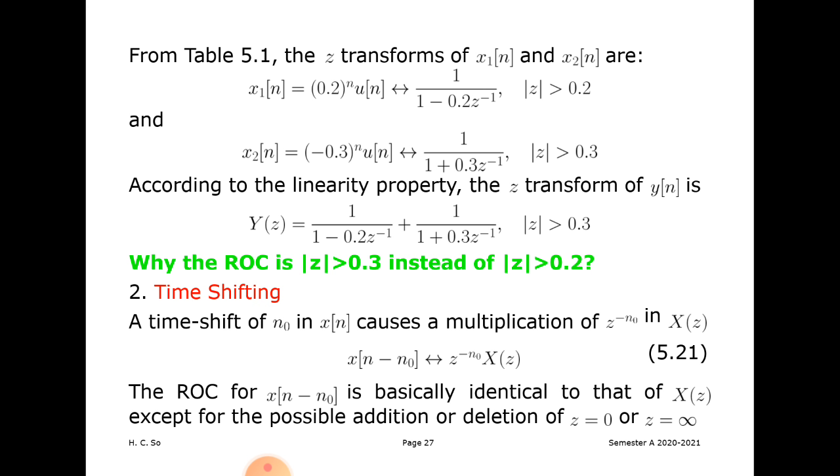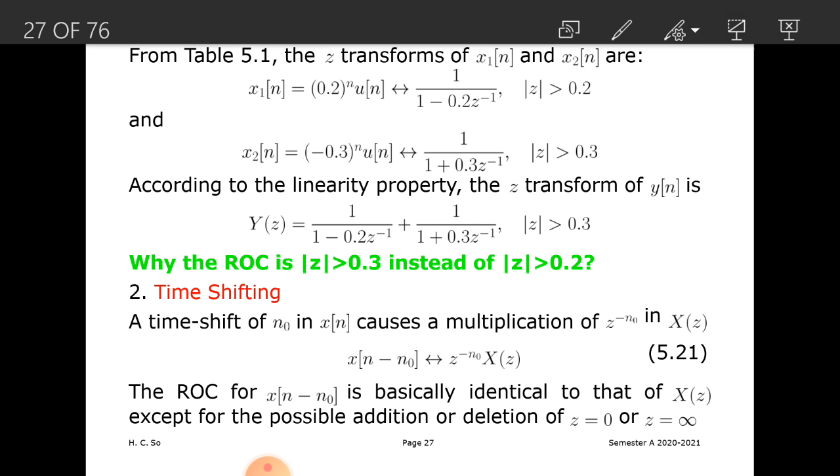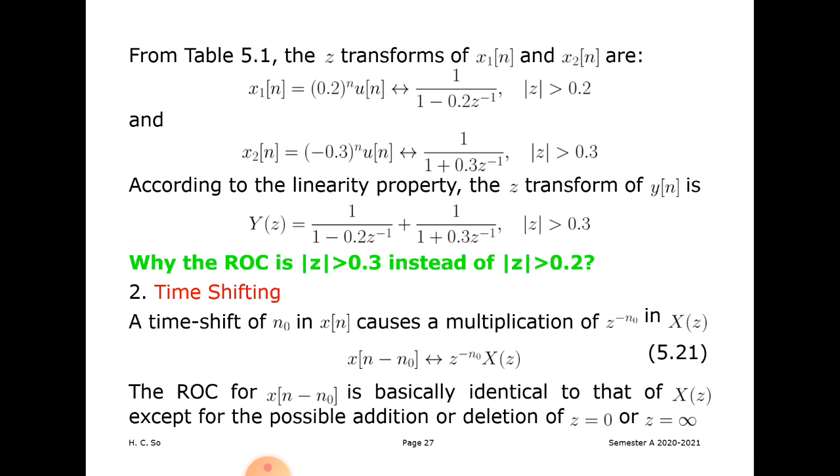From the table, the transforms of x1(n) and x2(n) are X1(z) and X2(z). For x1(n) = 0.2^n u(n), that is a^n u(n), the transform is 1 divided by 1 minus 0.2 z^-1, where modulus of z is greater than 0.2. And for x2(n) = (-0.3)^n u(n), it is 1 divided by 1 plus 0.3 z^-1, where modulus of z is greater than 0.3.